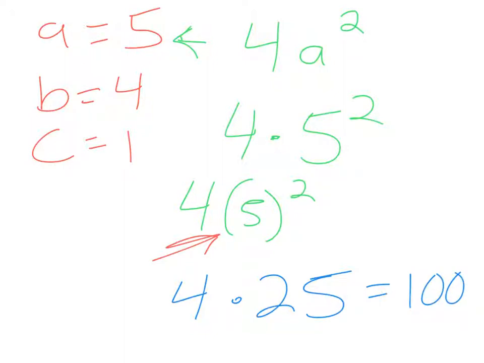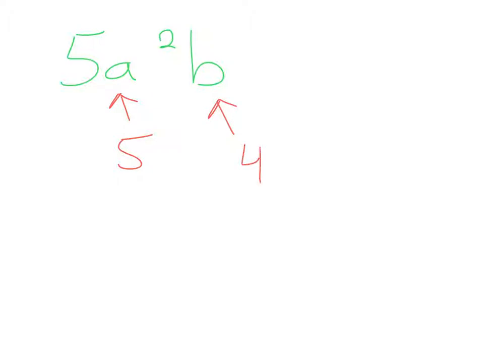So that's all we're doing, is just substituting those values in. It's the same way we use a formula, that all I need to do is plug those values into that particular formula. So same thing with number 2. Number 2 says 5a squared b, which is the same thing as 5 times a squared times b. And again, all we're doing is plugging those values in. It says a is equal to 5 and b is equal to 4. So we plug those right in.